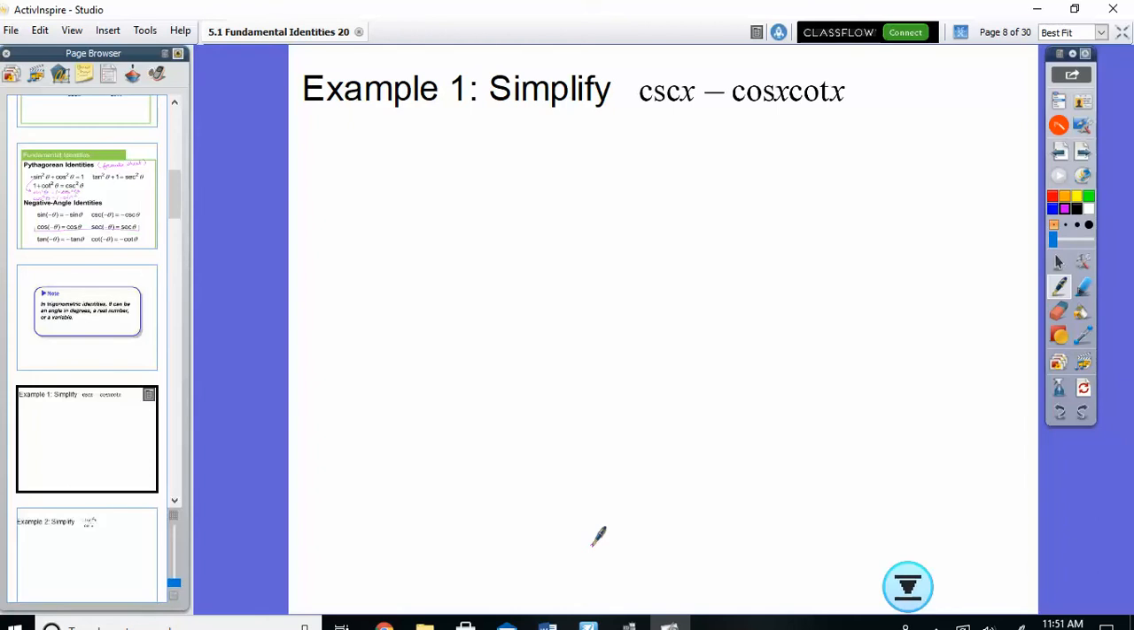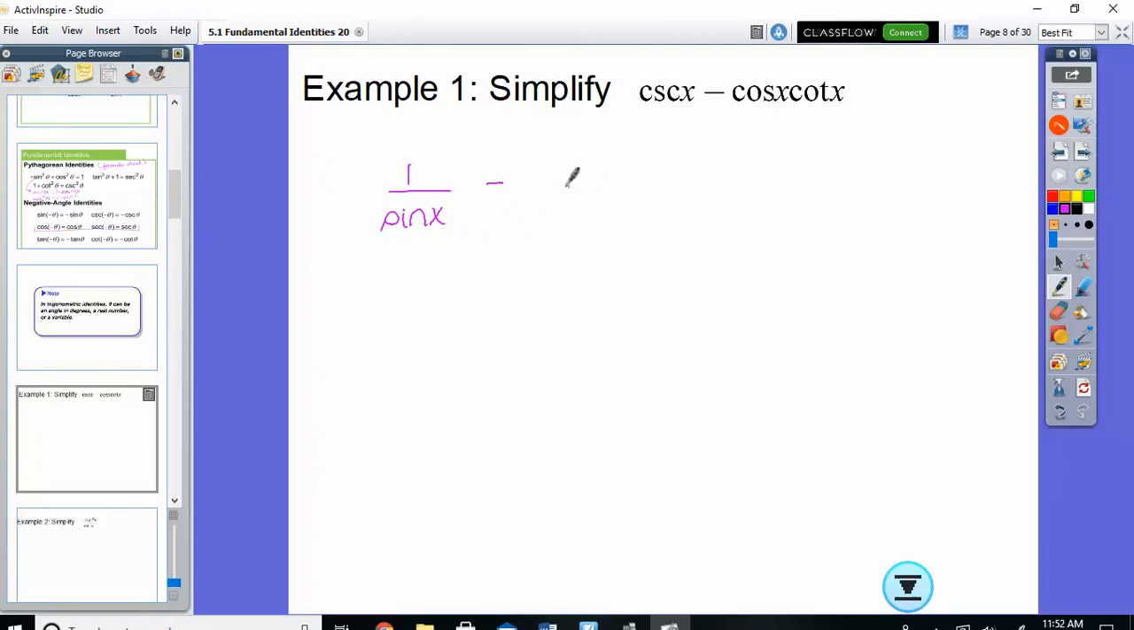So a good strategy, if you don't automatically recognize any formulas when you look at this, you know, I don't see like a sine squared plus a cosine squared that I know is equal to 1, change things to sine and cosine. If you don't know what else to do, always go back to sines and cosines. Cosecant, how can we rewrite cosecant? 1 over sine x. You do have to write the x with it. It can be x, it can be theta, it can be a y. It's just representing an angle.